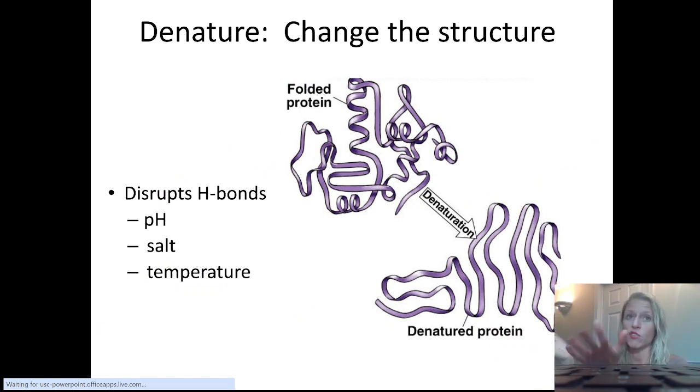Now, how do we change the shape of a protein? We denature it. Why does it get worrying when you get a temperature of 104 or 105? Because your proteins will fall apart. No one wants that to happen. And they disrupt the hydrogen bonds. So pH, temperature, and salts can actually have a really big effect on your proteins.